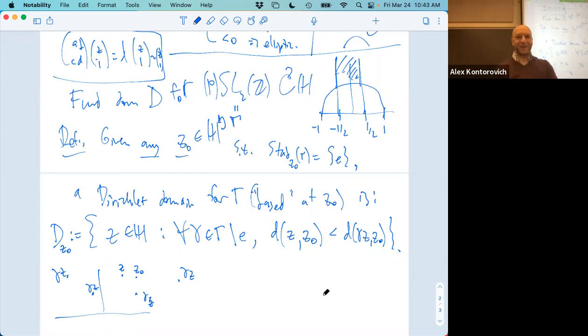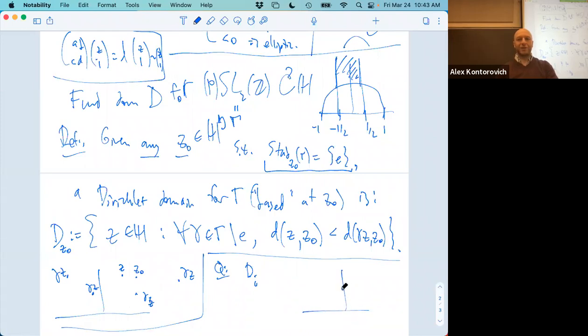So let's test our understanding. First of all, why do I want to make sure that the stabilizer is trivial? So what if we take this set? Here's a test question. What is D_I for SL2Z? I want all the points that are closer to I than any orbit of I.